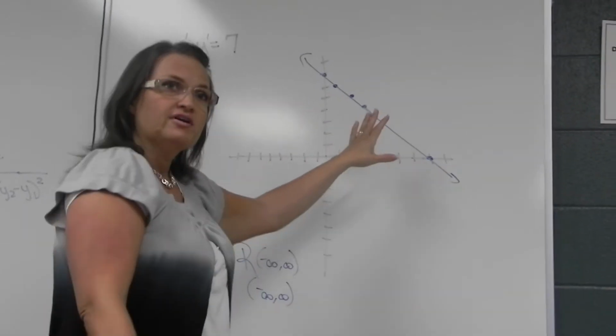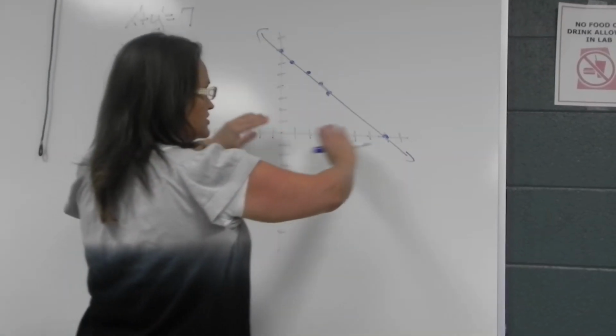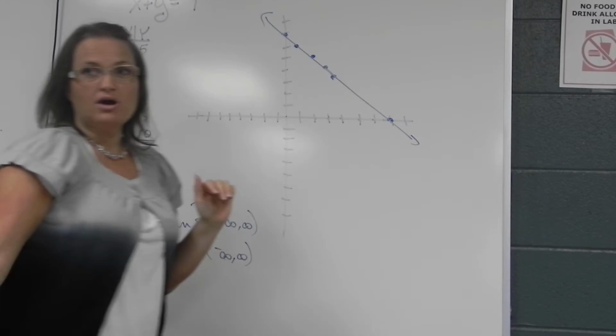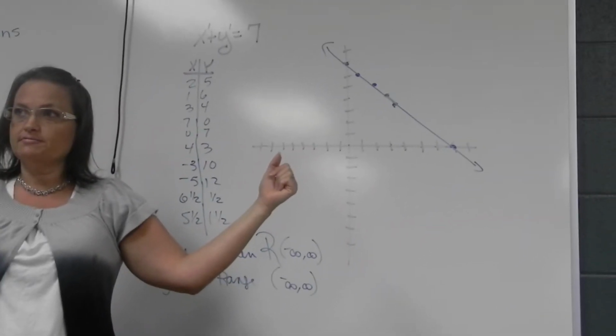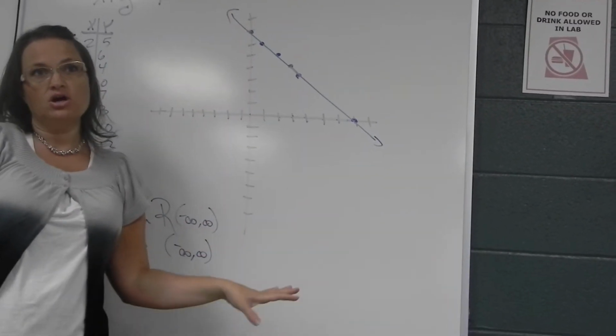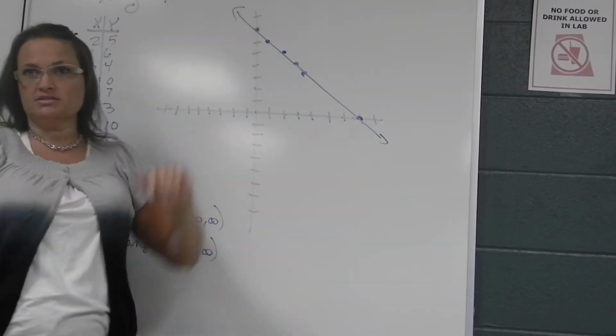They look at this graph, and domain is the x values, right? The left, right. So you say, how far is this thing going left and right? And it's opening up to the left and right without bounds. So you can see the infinities left and right. And then the range is the low to high. How low and how high is this going? It's going down to a negative infinity and up to a positive infinity.